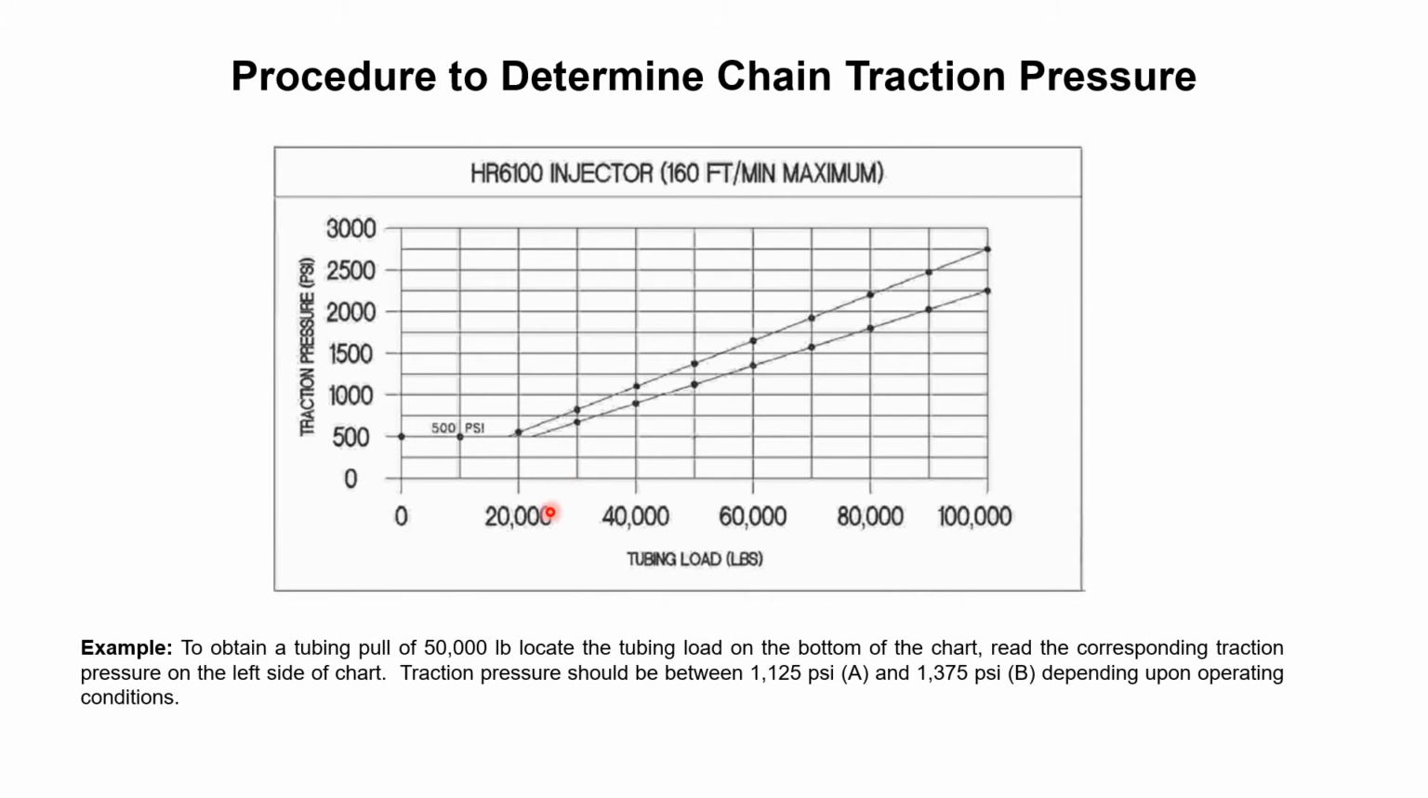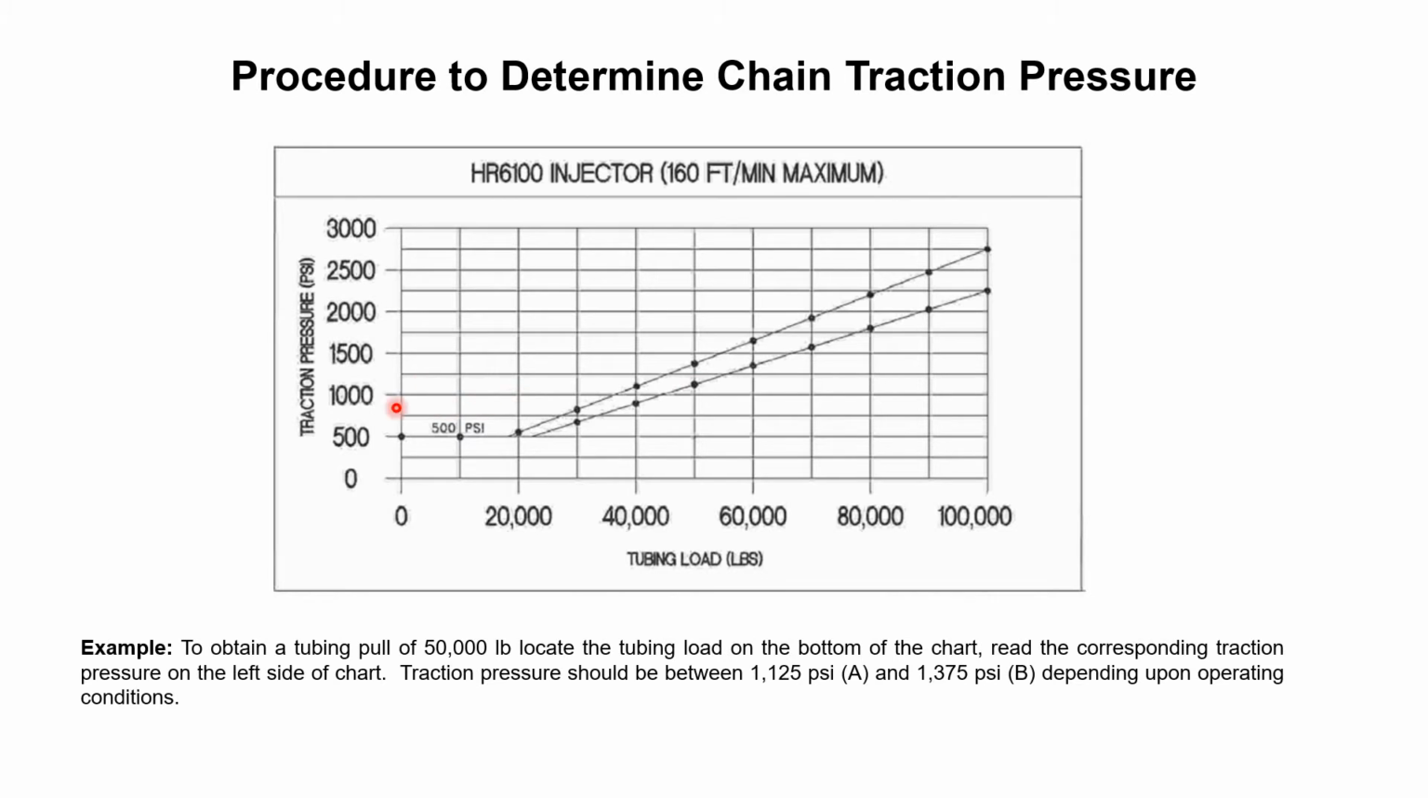To use this chart, we will see the tubing load and then trace the value on the x-axis. For example, we want to find the traction pressure for a tubing load of 50,000 pounds. So we'll trace 50,000. Here is the 50,000. Then we'll move vertically, about to intersect these two lines. When we move vertically, we'll intersect the first point, this one, and the second point, this one. We'll read the value of this point.